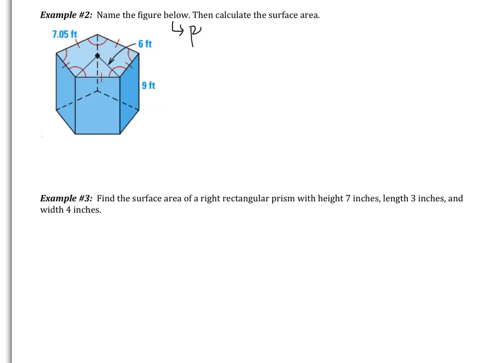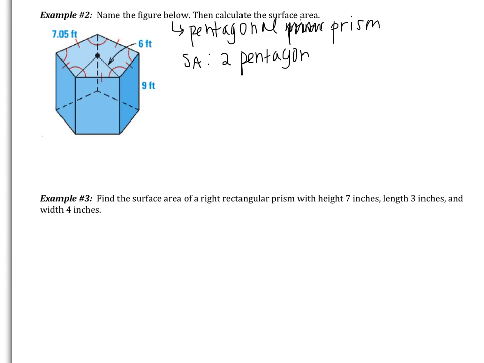So this is a pentagonal prism. Sorry, I misspelled it. Okay, now we have to calculate the surface area. Our surface area is going to be the 2 pentagons, and I'm going to have to add the 5 rectangles.